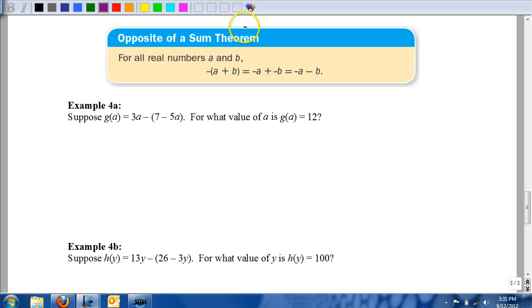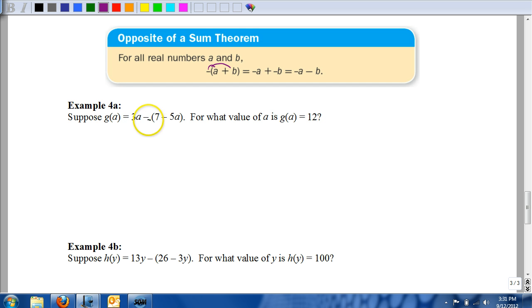First off, all this opposite sum theorem is saying is that the distributive property that we talked about earlier not only works for numbers, but it also works for symbols. So if I have a negative outside of here, that can distribute through the parentheses to make both the a and the b opposites, so it would be negative a plus negative b, or negative a minus b. So let's look at an example where we use that.